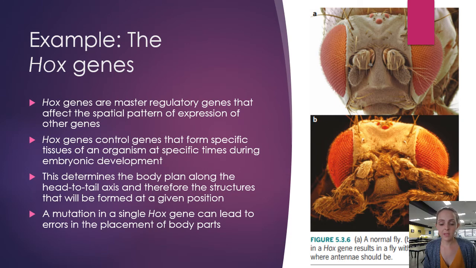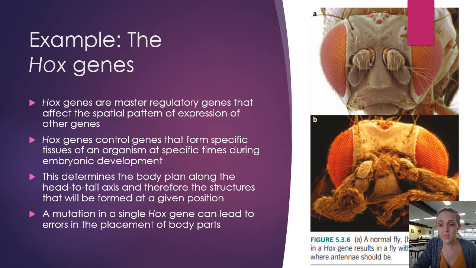So that's going to mean that certain tissues form at certain times of development, and from a zygote to a fully developed fetus, if we're talking humans, these genes are what are controlling the tissue development along those time frames. So these are huge regulatory genes, because if there's mutations in these genes, that can lead to errors in the placement of body parts. Now, this example on the right here is showing the Drosophila example again.